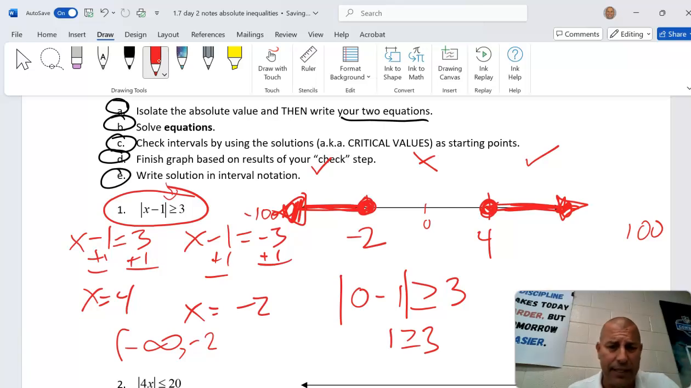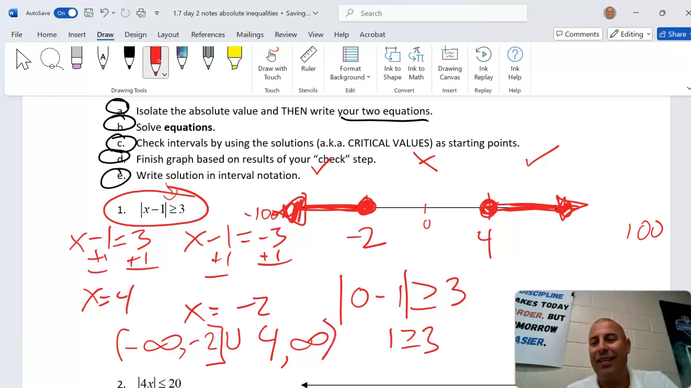Infinity always gets parentheses. I got a shaded in circle because of my or equal to statements, so you get a bracket. All right, I've got my union symbol, and again, I'm using my for. It's going all the way out to positive infinity. Can't land on it. You get the parentheses. Shaded in circle, again, because of the inequality, you get the bracket. And we're done. All right, so still making your two equations, getting those critical values down, and then we're testing it.